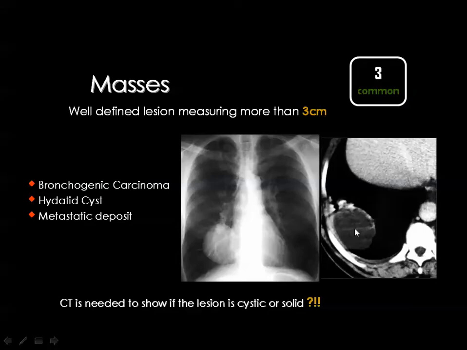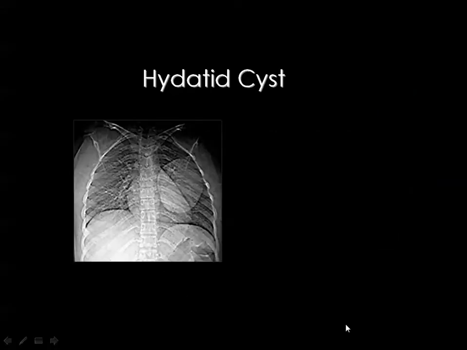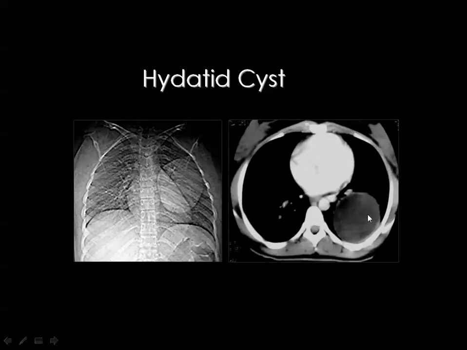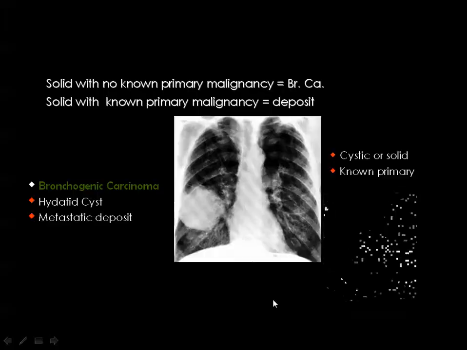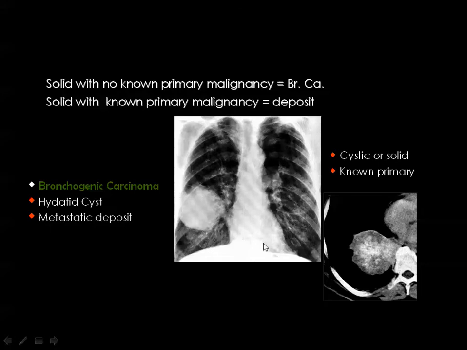If you see water content, then you are dealing with a hydatid cyst. And this is an example. You see a big mass here, and you do a CT scan and you see water, then this is a hydatid cyst. But if you have a mass like this, and you did the CT scan and you see that the mass is solid, whatever the edge, meaning that this mass is one of 2, bronchogenic carcinoma or metastatic deposit.